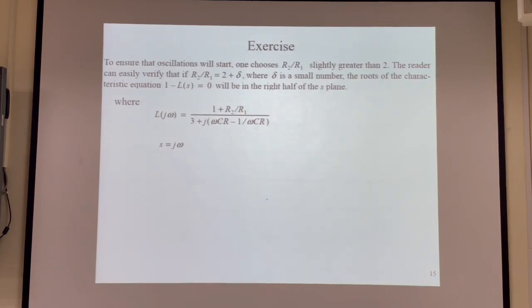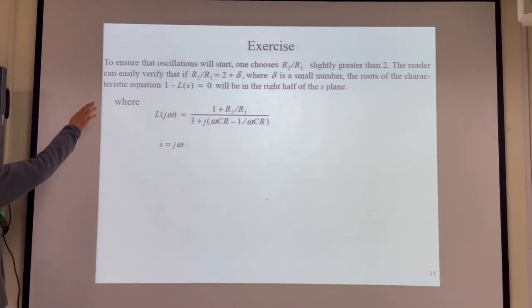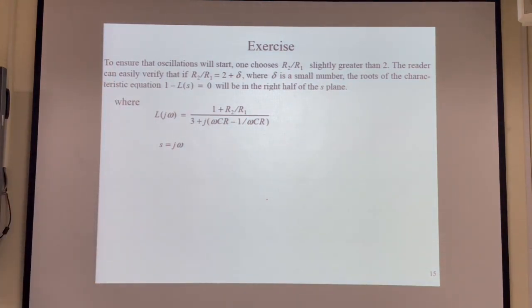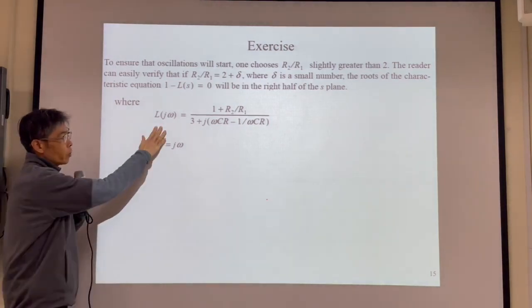Okay, exercise. Kumil, could you read the problem statement? To ensure that oscillations will start, choose R2 by R1 slightly greater than 2. The reader can easily verify that if R2 by R1 is equal to 2 plus delta, where delta is a small number, the roots of the characteristic equation 1 minus L(s) equal to 0 will be in the right half of the s plane. Okay, thank you. So this is the loop gain.